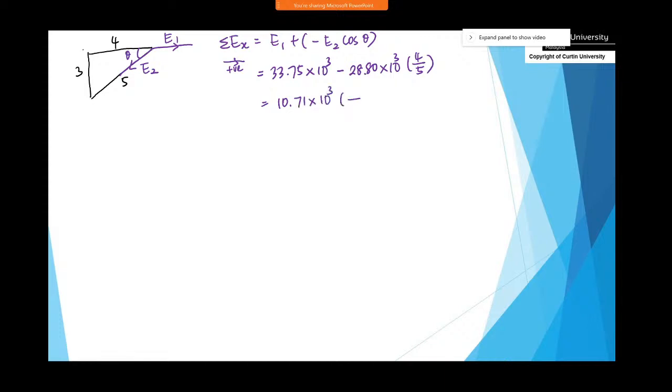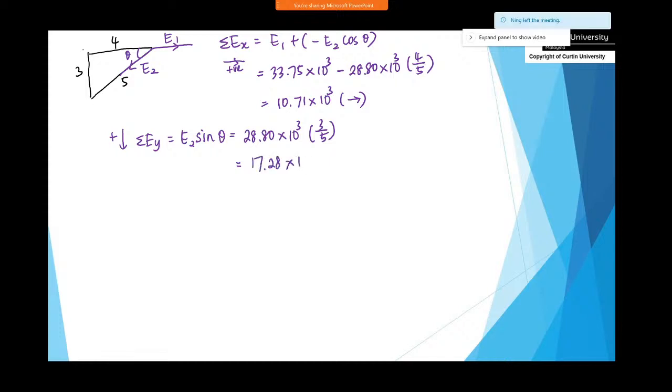So positive value means it is going to the right. And now move on to find your field in y direction. So let's assume going down as positive. So it will be E2 sine theta. So sine theta is 3/5. And you get 17.28 times 10 to the power of 3. Positive value means it is going downwards.